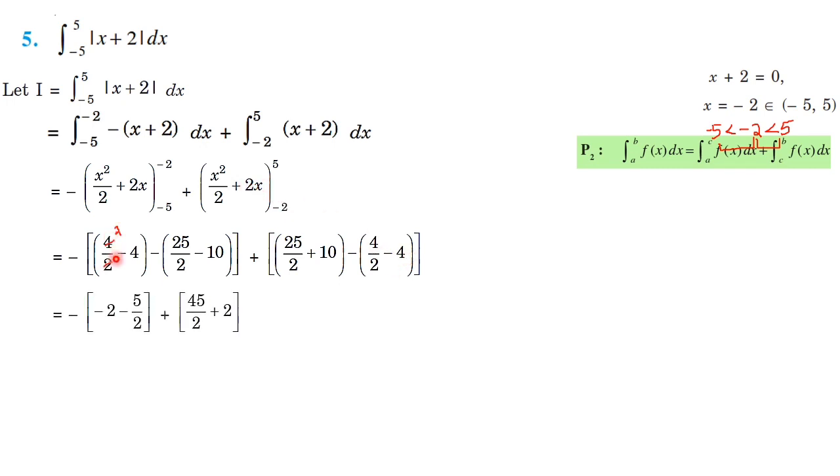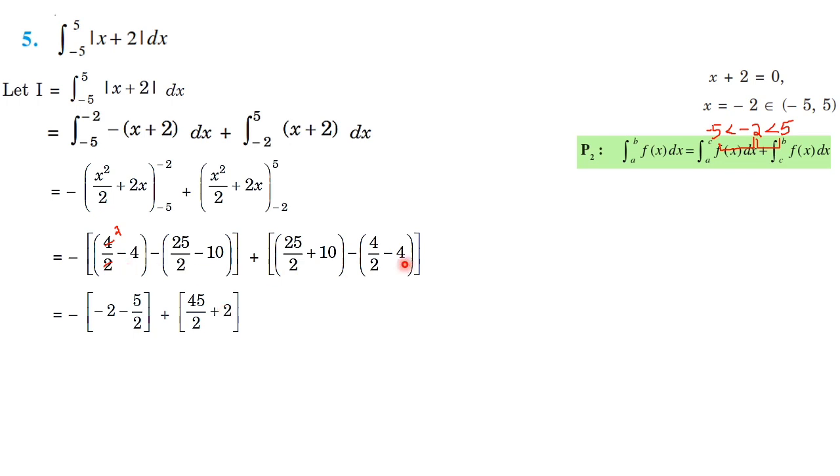Then 2 minus 4 is minus 2, and here 25 by 2 minus 10. Taking the LCM, 2 into 10 is 20, so 25 minus 20 is 5, so 5 by 2. So we have done the calculation of this bracket and written it here: 2 minus 4 is minus 2, and 5 by 2, plus this plus. Then with LCM 2, 2 into 10 is 20, 20 plus 25 is 45, so 45 by 2 is written here. Then 4 by 2 gives 2, and 2 minus 4 is minus 2, minus into minus gives plus 2.